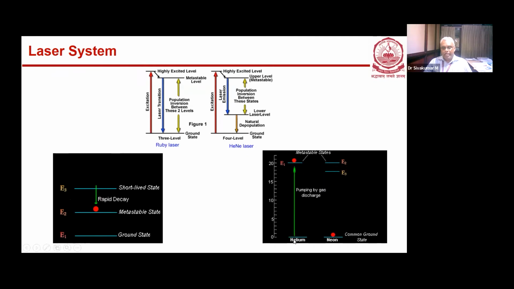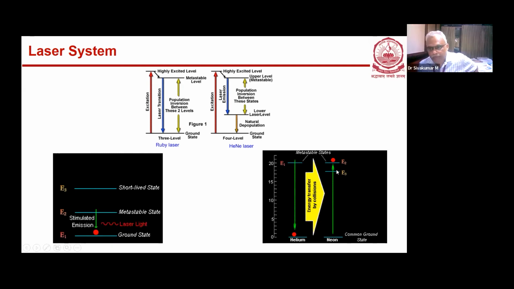The helium atoms are excited to the excited level, and from this there is an energy transfer to neon. The neon atoms are also excited to the level E2, and from E2 to E1 they come back to this level. From this, the laser emission takes place when it goes from E2 to E3. So that's how the laser comes.